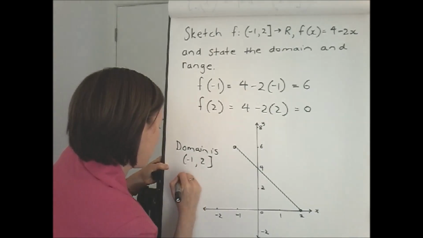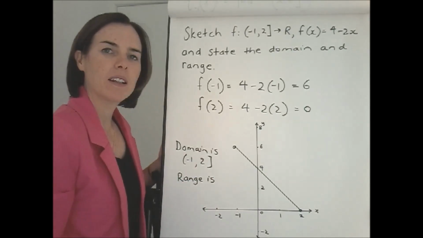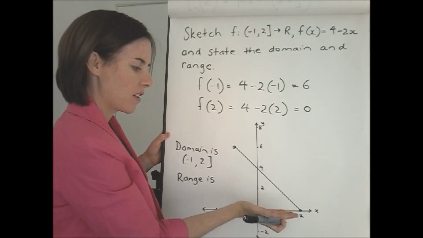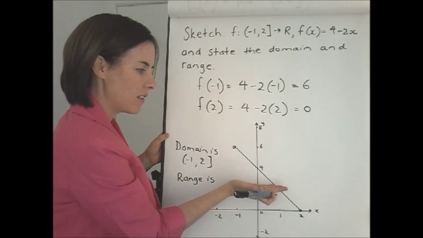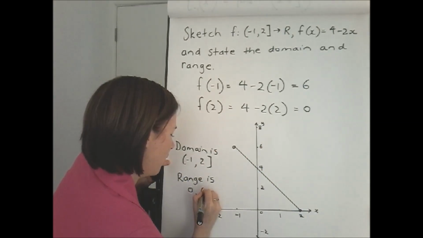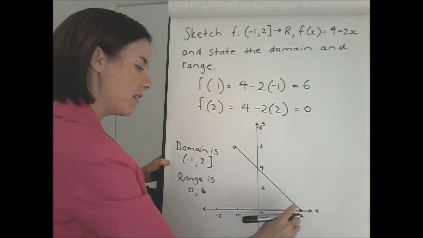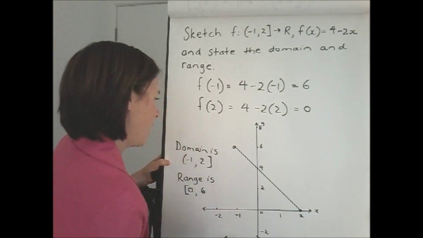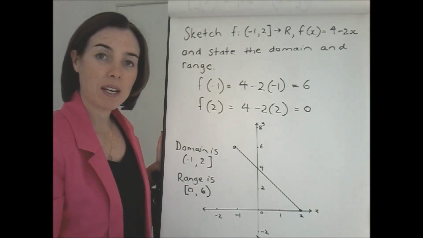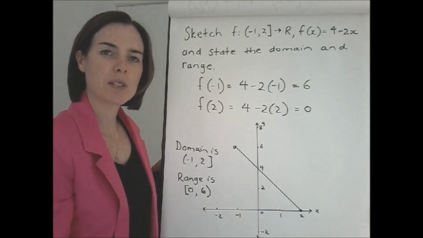And then the range is, now the range is from the bottom to the top because it's y values. So the lowest we're at is 0, the highest we're at is 6. 0, and all values in between until we get to 6. Now the 0 is included and the 6 is not included. And in both domain and range, if you're using this kind of notation, you always have to put the smaller number first.